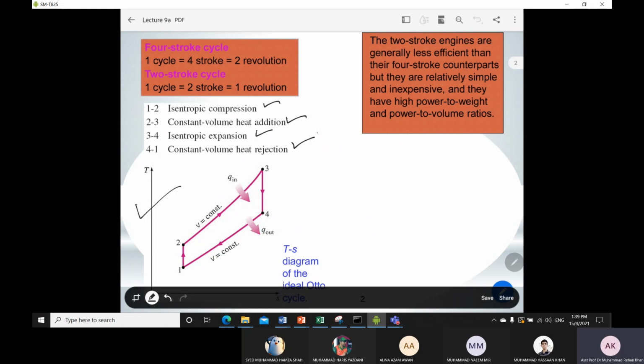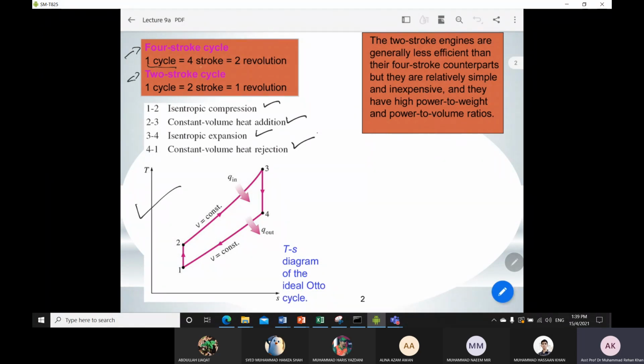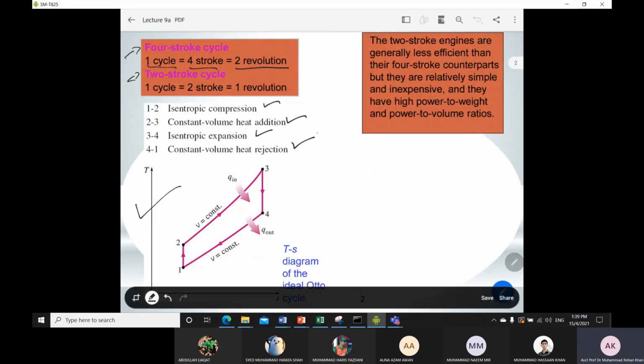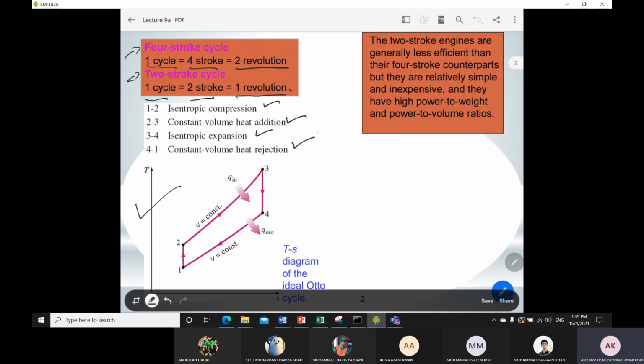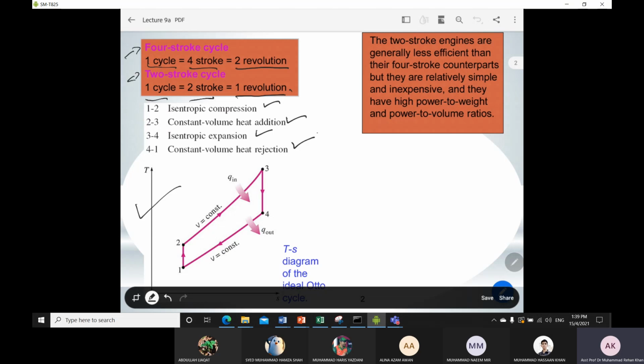Another important point is whenever you talk about a four-stroke cycle or two-stroke cycle, there are some differences between them. In a four-stroke, one cycle has four strokes and two revolutions of your crankshaft. In a two-stroke, one cycle has two strokes and one revolution of your crankshaft. I had also shared one video link in the channel of the Thermodynamics 2 video class. I hope you already saw that video, so that you can easily understand how the compression, intake, exhaust and expansion processes take place in your internal combustion engine.